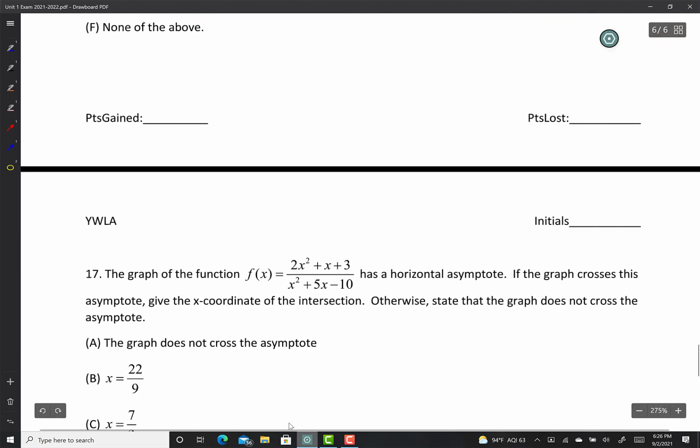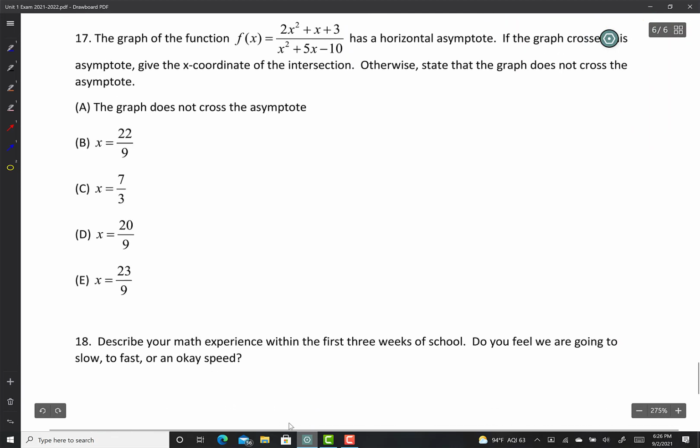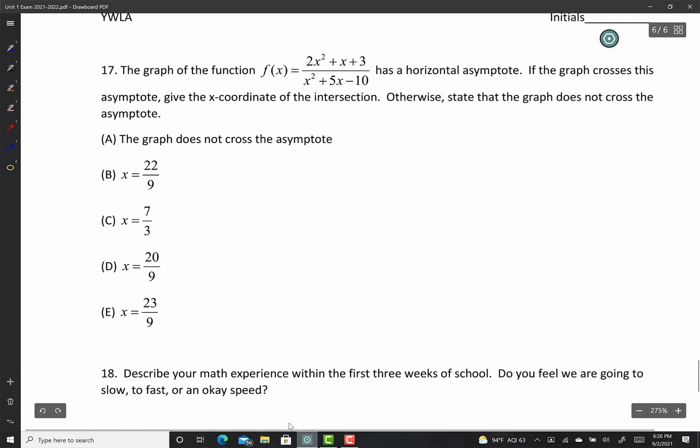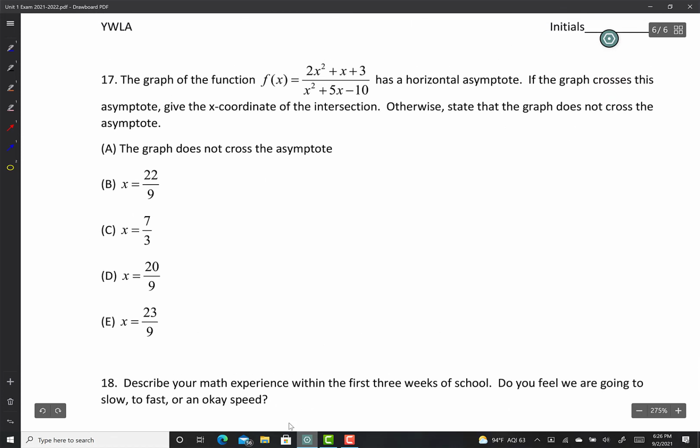All right, we're almost done, guys. It looks like this is the last one here, so yay, we finished. The graph of this function has a horizontal asymptote. If the graph crosses this asymptote, give the x-coordinate of the intersection. Now they're kind of going back on it, right, because it says the word if. Otherwise, state that the graph does not cross the asymptote.